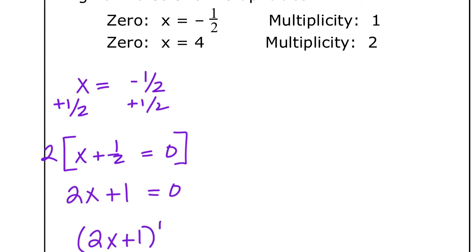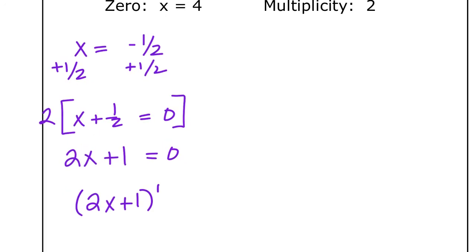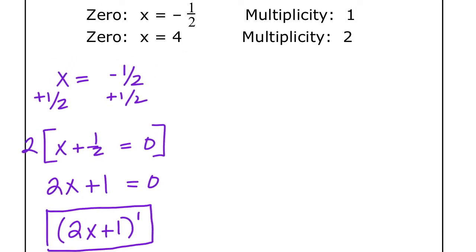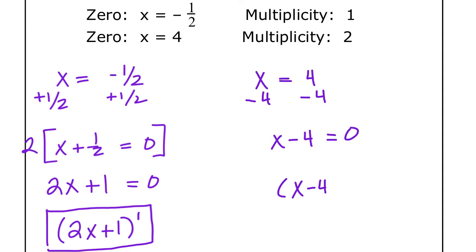Now, normally we don't usually write that little 1, but because it says multiplicity 1, I just wanted you to see that. Okay, now let's do the other zero. They tell us that we have a zero of x equals 4. So same thing, I want to convert it into a factor, which means I want it to equal 0. So I'm going to subtract 4 from both sides. That gives me x minus 4 equals 0. Okay, so it equals 0. There's no fractions or anything. So I know that x minus 4 is my factor.